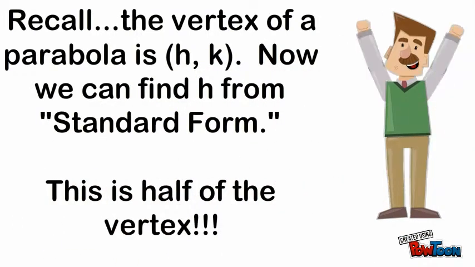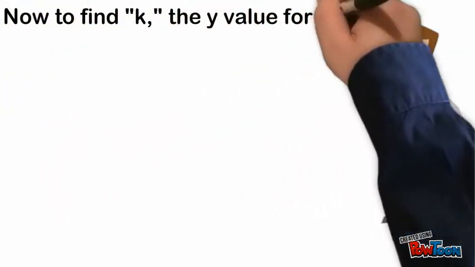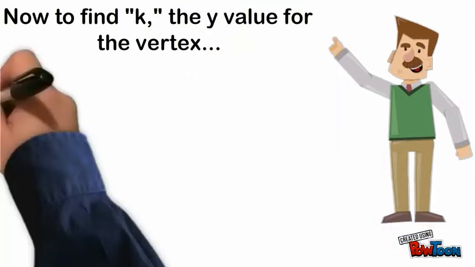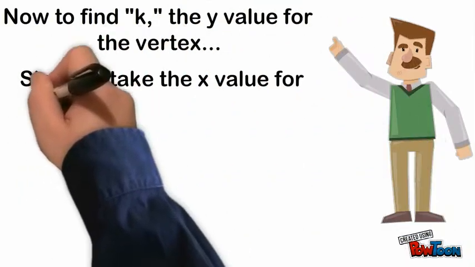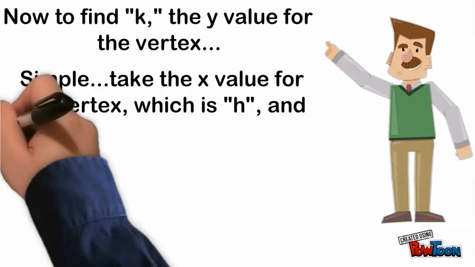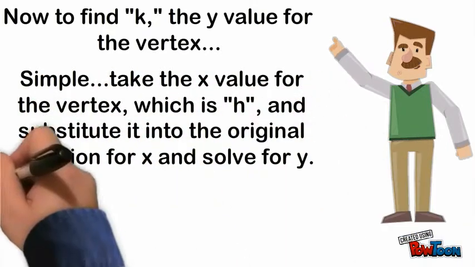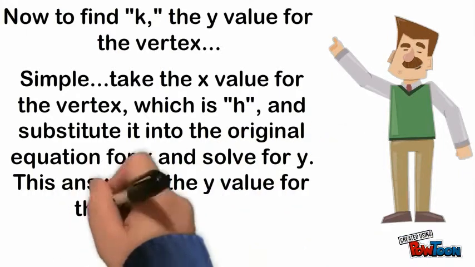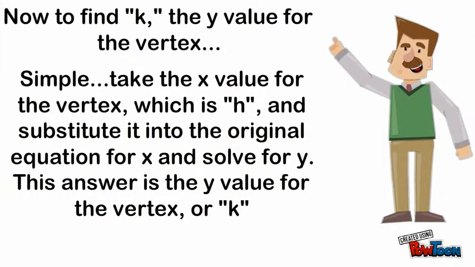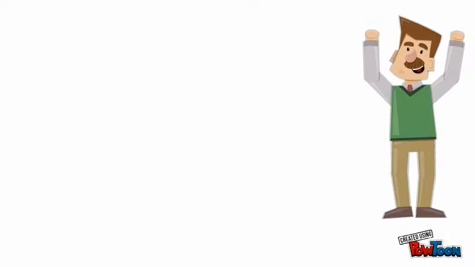Now to find the other half, you just take the answer for the x value and plug it back into the original equation and solve for y. That answer is the k value for the vertex. It's real simple. Just plug in the x number and get y, and that is your vertex. Now you know the vertex from standard form.